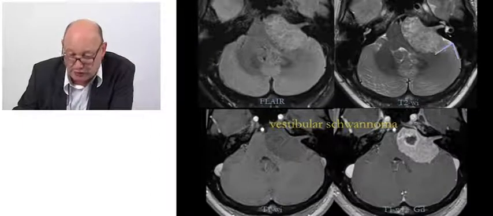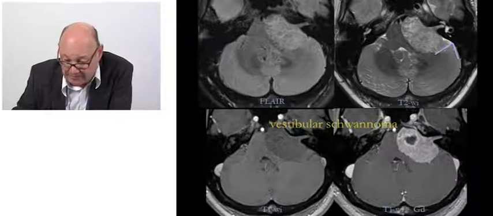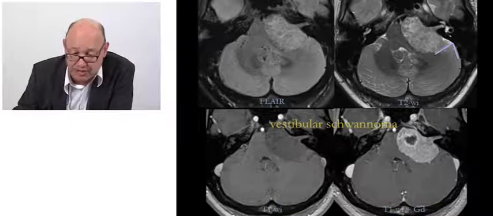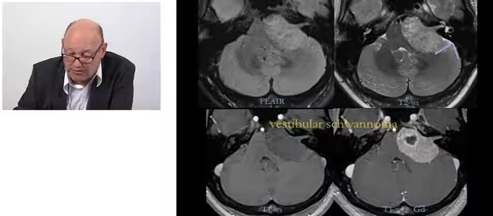It's in the posterior fossa, it's in the cerebellopontine cistern. You see a CSF cleft. This is an extraaxial lesion. Is this a meningioma or is this a vestibular schwannoma?